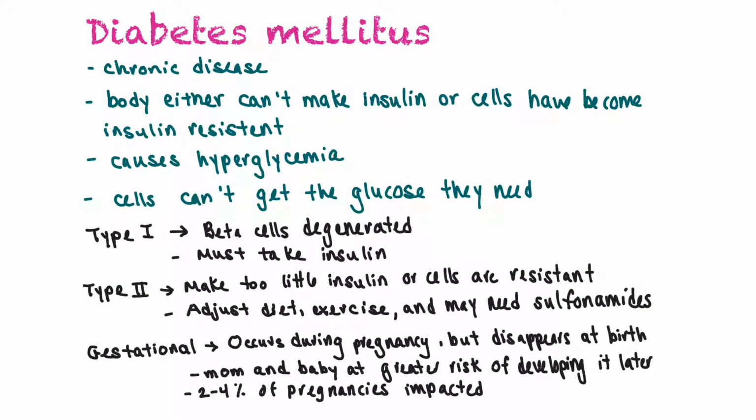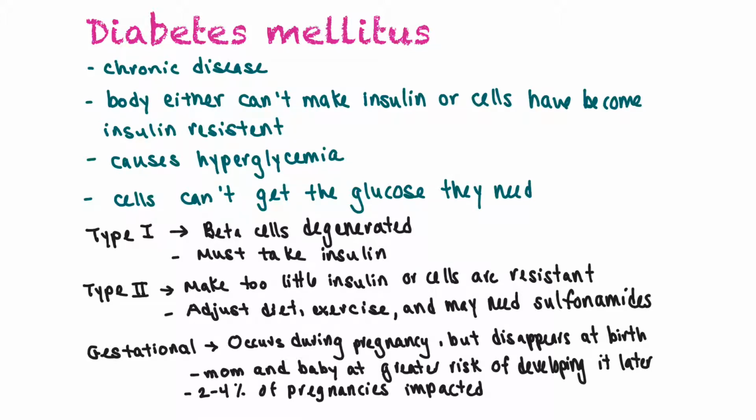Diabetes mellitus is a chronic disease, and in this, depending on the type, either the body can't make insulin anymore, or the cells have become insulin resistant in the body, and ultimately, no matter what type of diabetes mellitus it is, it causes hyperglycemia. And that means that the cells can't get the glucose they need because it's staying in the bloodstream. So there's three types.